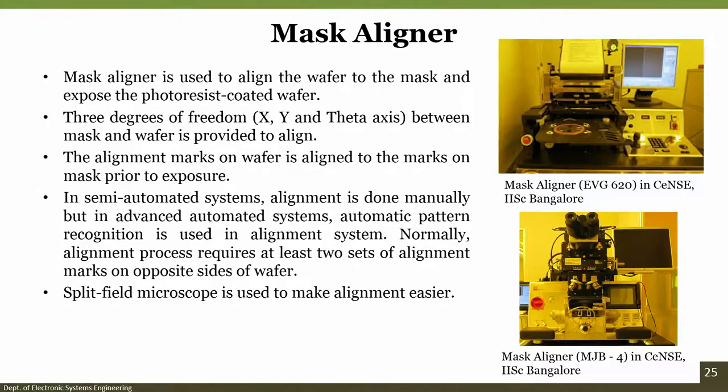Now, if I talk about UV exposure, you require a mask aligner, and we have both mask aligners in our institute, the Indian Institute of Science, Bangalore. We have EVG 620 and MJB4. These are two different mask aligners, and they are semi-automated. Generally, a mask aligner is used to align the wafer to the mask. We will discuss this and see an example. There are 3 degrees of freedom, x, y and theta, between mask and wafer. So, let us at least understand the process.